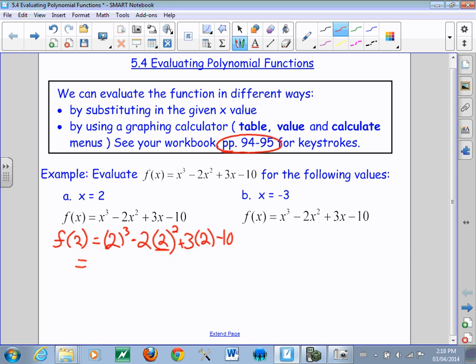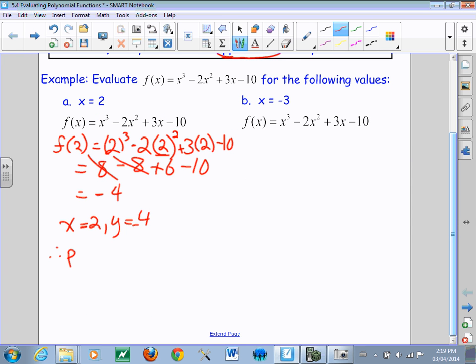Doing some mathematics, 2 cubed is 8, and 2 squared is 4, times negative 2 is minus 8, plus 6 minus 10. These two cancel, so we're left with 6 minus 10, which is negative 4. What does that mean? That means that this point, when x equals 2, y equals negative 4, is on this graph. So I'm just going to write that down. Therefore, point 2, negative 4 is on f at x.